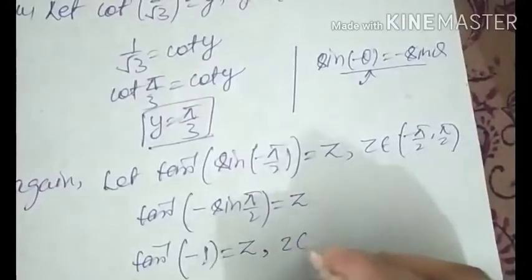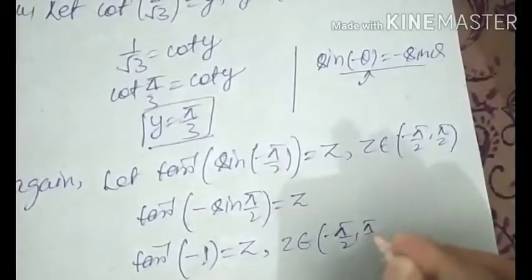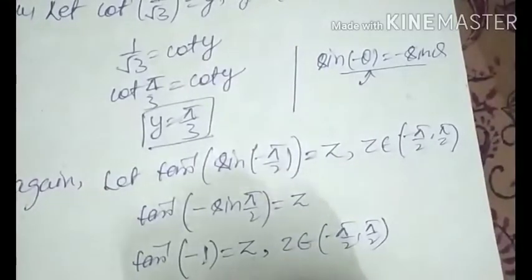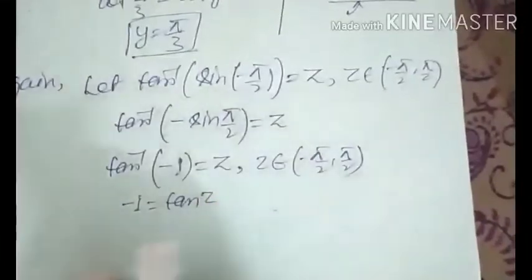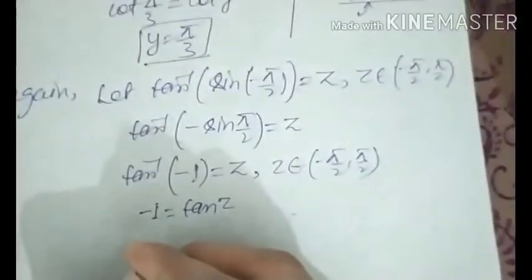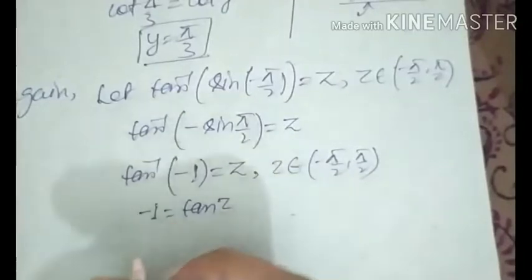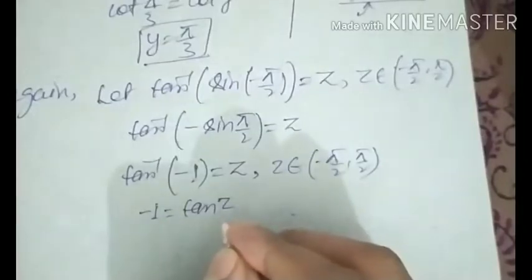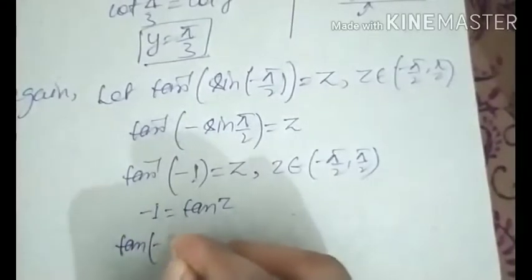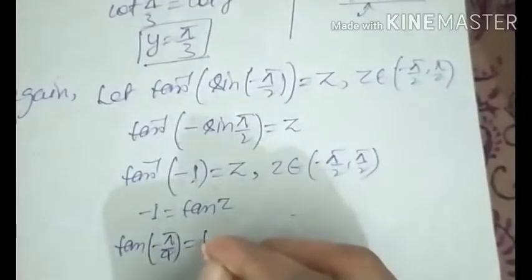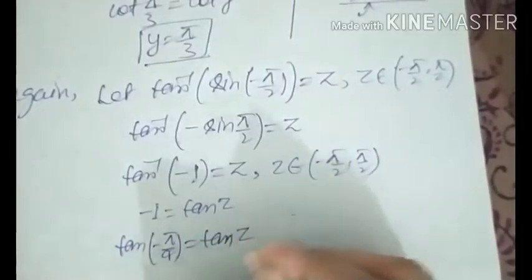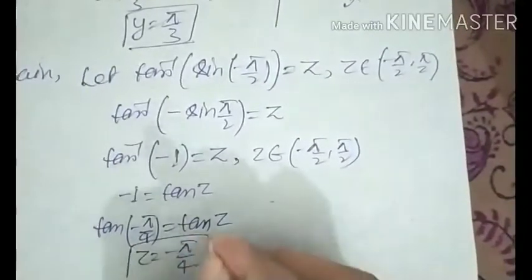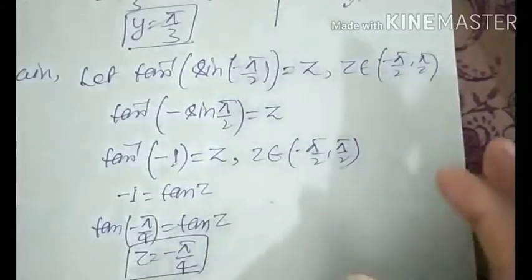Since z is in between minus pi by 2 to pi by 2, we can write minus 1 is equal to tan z. And the value of minus 1 in the form of tan is tan of minus pi by 4, which is equal to tan of z. Comparing both sides, we get z is equal to minus pi by 4. The value of z is minus pi by 4.